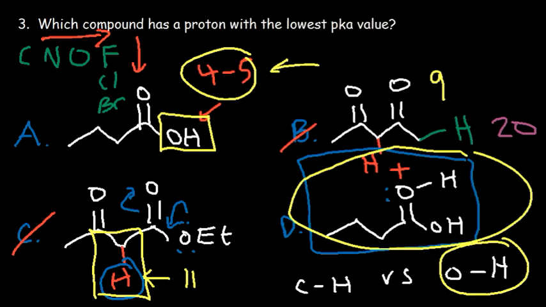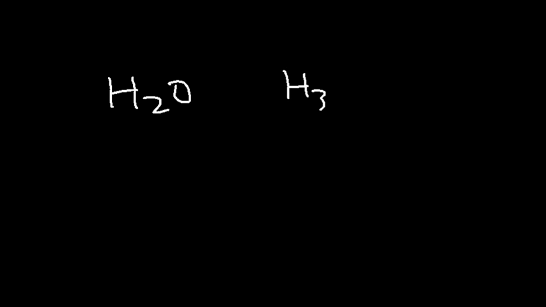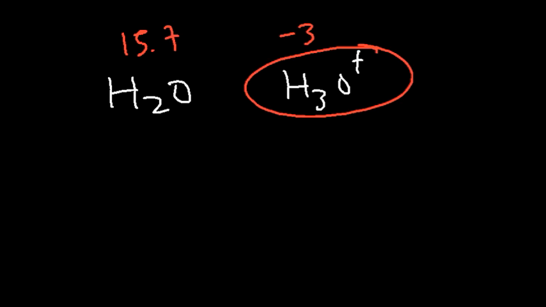Whenever you see a hydrogen that's attached to an atom with a positive charge, it's very acidic. For example, the difference between H2O and H3O+. H2O has a pKa of 15.7, it's neutral. But H3O+, the pKa is around like -3 or -4. As you can see, that extra hydrogen makes it a lot more acidic.